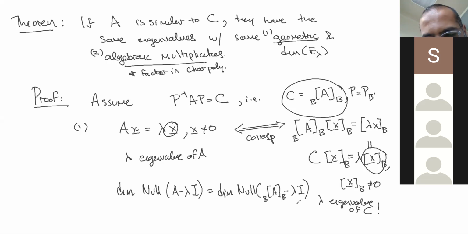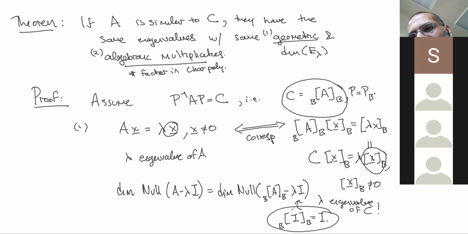Well, I kind of implicitly said it here, right? I didn't put brackets around identity. Any thoughts? Well, okay, I'm implicitly using that the matrix of the identity in the B basis is just the identity. And you can check this using the change of coordinates formula.